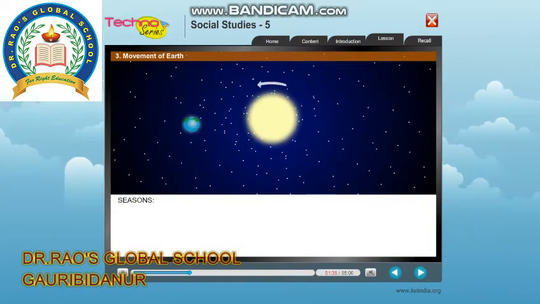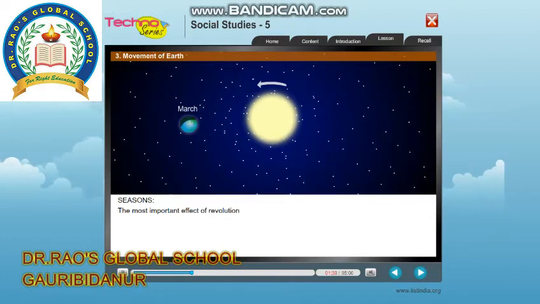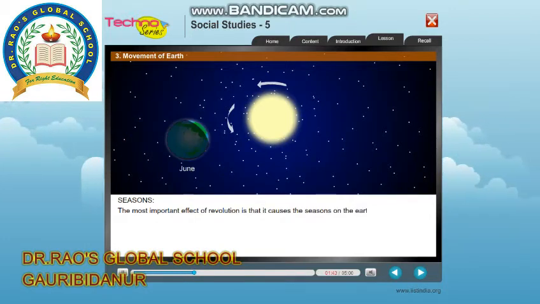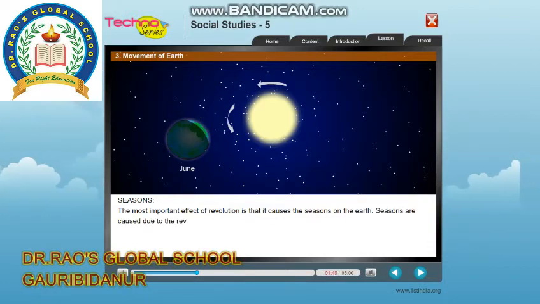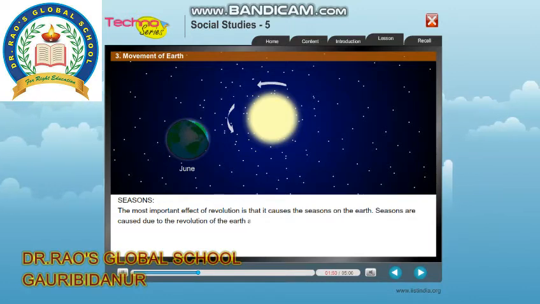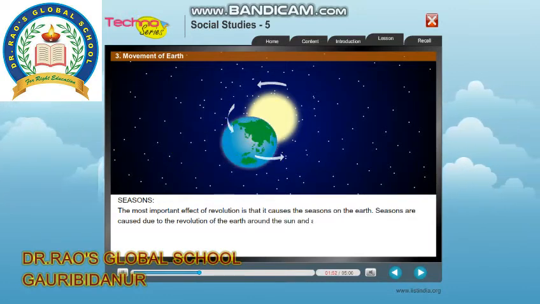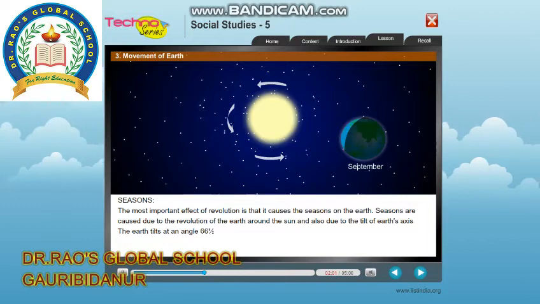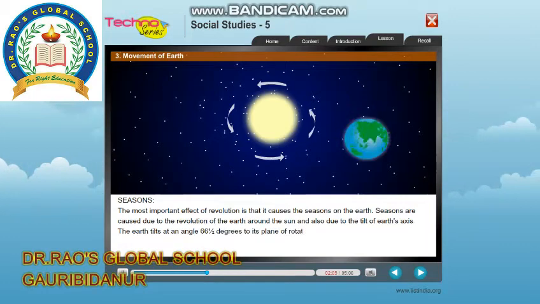Seasons. The most important effect of revolution is that it causes the seasons on the earth. Seasons are caused due to the revolution of the earth around the sun and also due to the tilt of the earth's axis. The earth tilts at an angle 66.5 degrees to its plane of rotation.